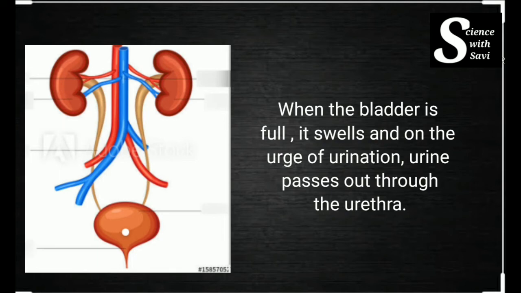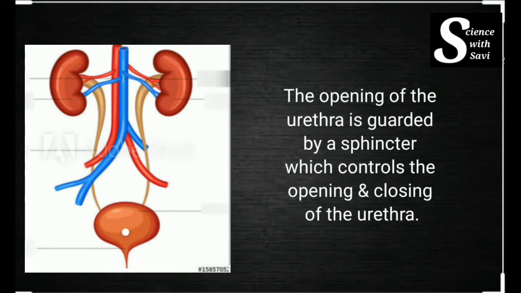The person feels an urge of urination, and then the urine comes out from a thin tube, which is the urethra. Here you will see the urinary bladder opens up into the urethra. This urethra is the place from where the urine is passed out. So this urethra arises from the bladder and it helps in removing the urine. The opening of the urethra is guarded by a sphincter, which controls the opening and closing of the urethra. So these are the important organs which are there in the human excretory system.